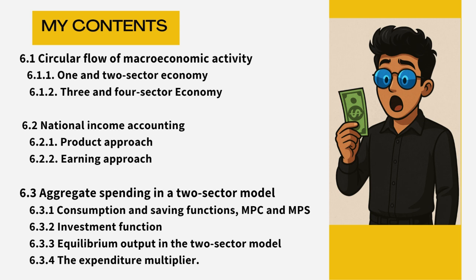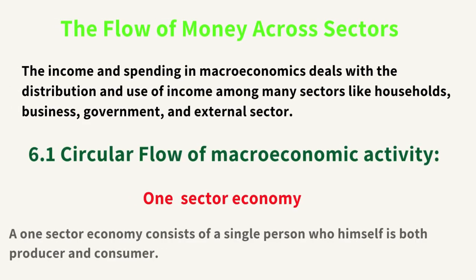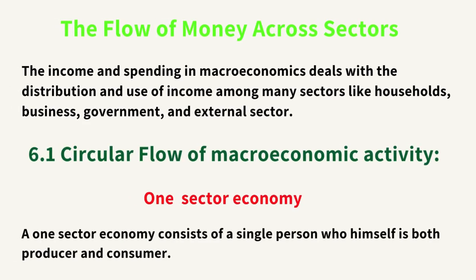So let's begin. At first, we should know about the flow of money across sectors. The income and spending in macroeconomics deals with the distribution and use of income among many sectors like households, business, government, and external sector. Section 1, Circular flow of macroeconomic activity.